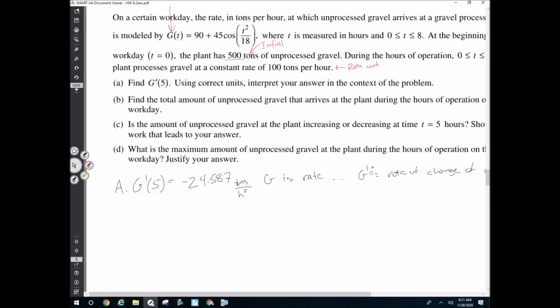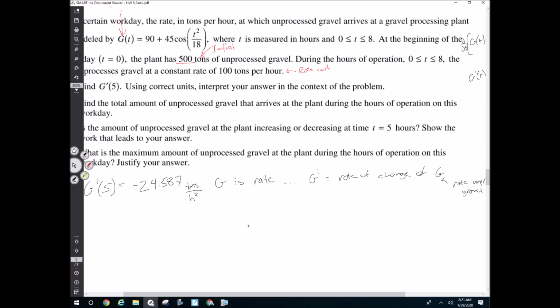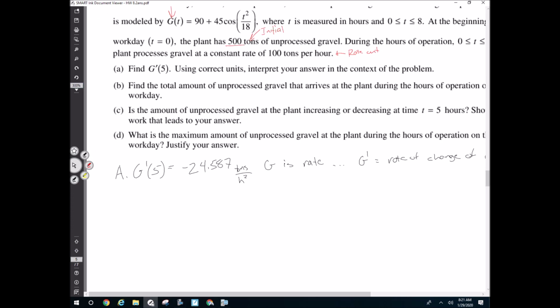That's confusing because usually people answer the rate at which unprocessed gravel is arriving, but that would be G of 5. G of 5 would be the rate at which unprocessed gravel arrives. G prime would be the rate of change of the rate. It would be like the acceleration of the gravel.